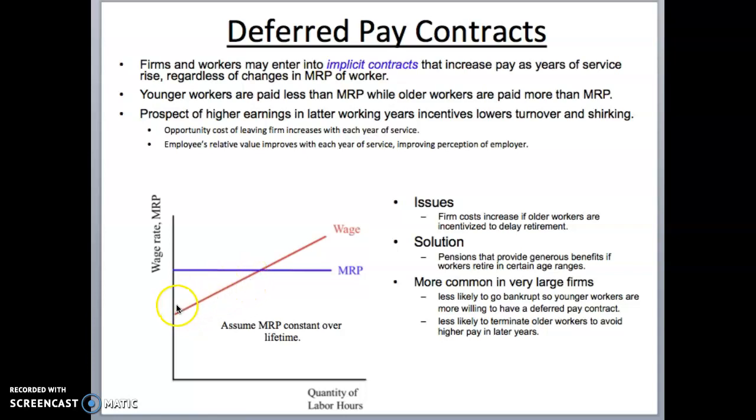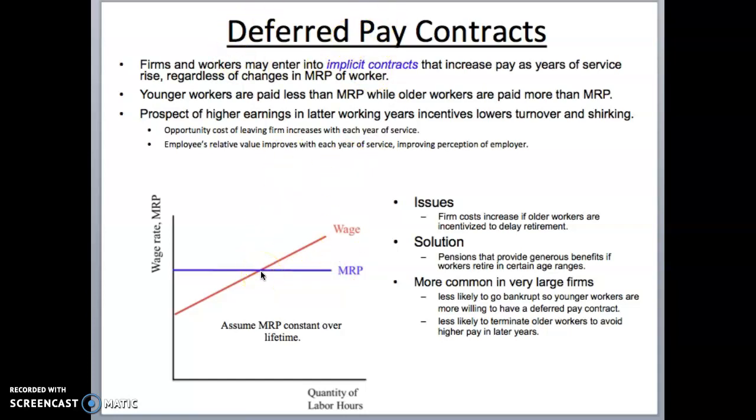Let's say you start working at 25, right? So 25 years old here, and you're getting paid less than your productivity. But then at 40, you're now at a point where you're getting paid exactly what you're contributing to the firm. And then after 40, you are getting a wage that's greater than your contribution to the firm. So these deferred pay contracts are where companies are effectively getting more production from you than they're paying in the early years, and then you're getting more pay than your production in the later years. Hence, we have a deferred pay contract.